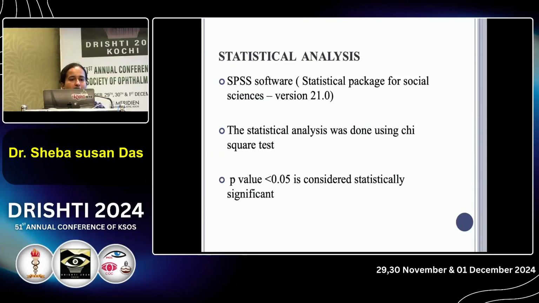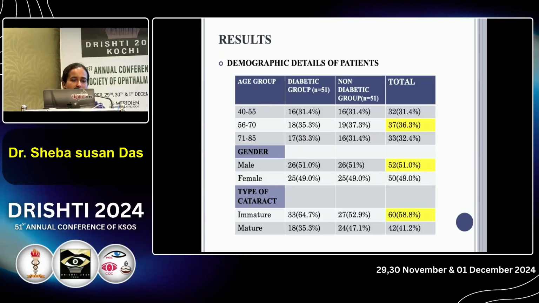All the data were collected in a Microsoft Excel sheet, and analysis was done using SPSS software version 21. Analysis was done using the chi-square test, and p-value less than 0.05 was considered statistically significant. Coming to the results, in our study, the majority of the patients in both the groups belonged to the 56 to 70 year age group.